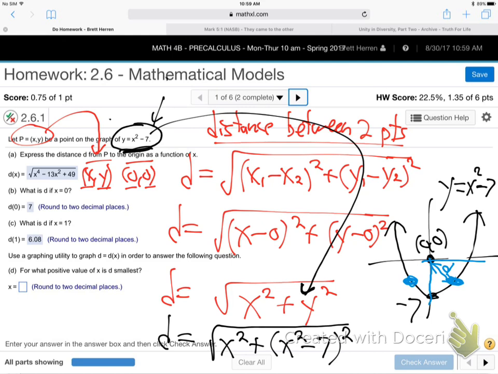But so the two points are (x, y) and (0, 0). So I just plug them in: x minus 0 and y minus 0 squared. Get this. And now what do you do right here? Well, any point on this graph, the y value equals the x value squared minus 7. So I plugged in for y, x squared minus 7, because y is x squared minus 7. So y squared is (x squared minus 7) squared. Good so far? So I've got a distance formula now only in terms of x.